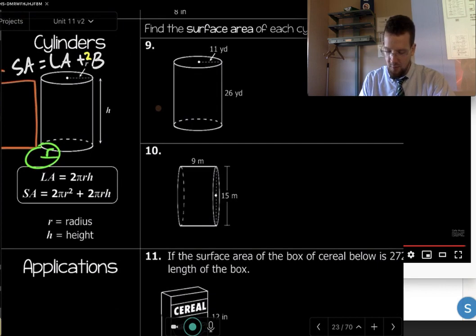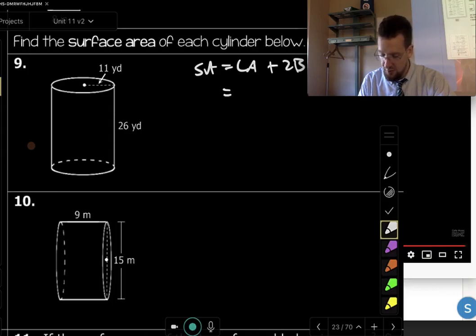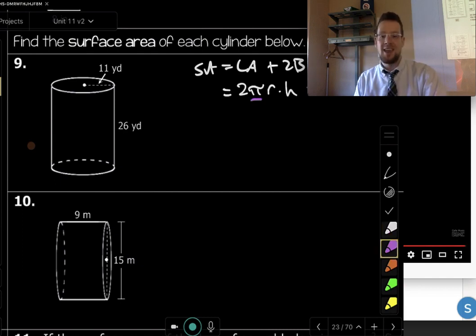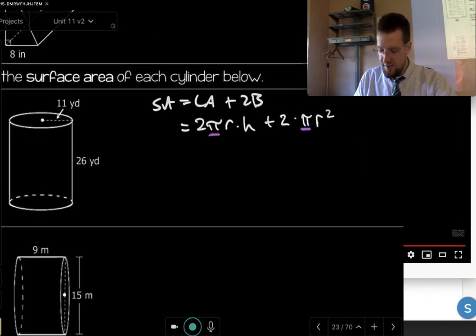We have this formula where the surface area is the lateral area plus this has 2 bases, so I'm going to multiply them by 2. And the lateral area is the circumference of the circle, so 2 pi r, times the height. And we have two bases, and these are circles, so this is pi r squared. Now, the key is to recognize that these are pi's, and we're going to keep them as pi's. We're not going to round until the very end, okay?